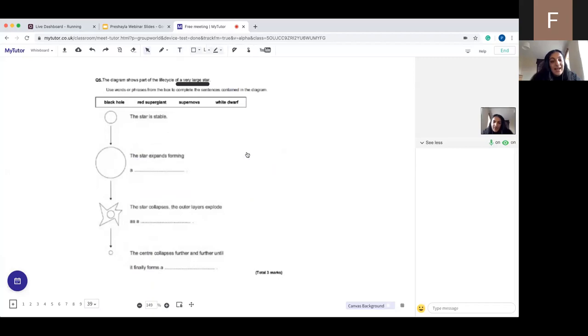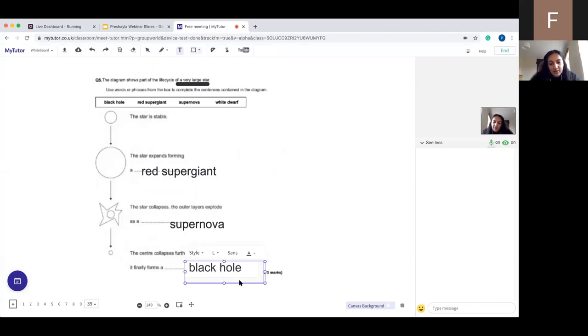Then the star collapses and the outer layers explode. That is exactly what is called a supernova. Okay, so the star starts to collapse in on itself and explode. So that's a supernova. The center collapses further and further until it finally forms a what? Well, we know that a supernova can go to one of 2 things, which is a black hole or a neutron star. So this would be a black hole.